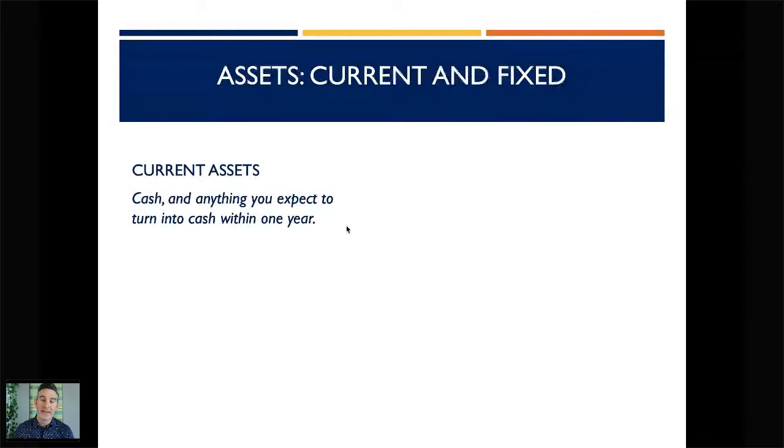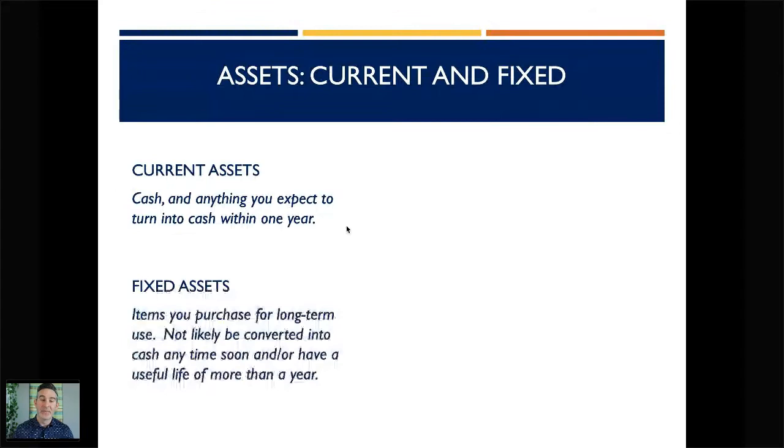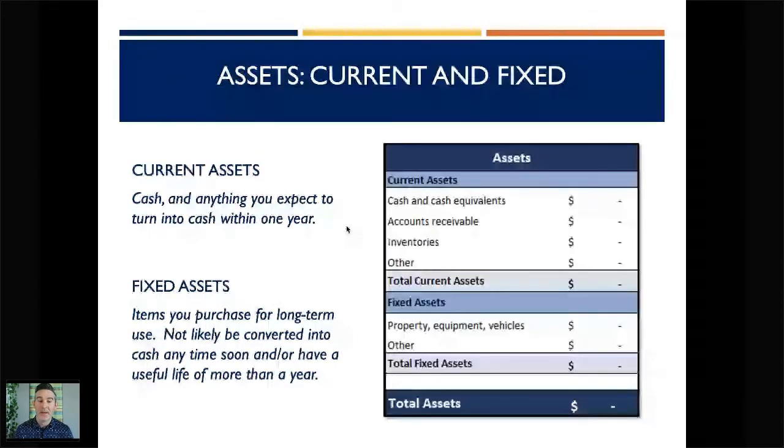The main way that we break these down is we talk about current assets and fixed assets. Current assets are cash and anything that you expect to turn into cash within 1 year. Fixed assets are longer term items that have a longer life and you're not probably going to turn them into cash anytime soon. To give you an example of what these might look like on the balance sheet, current assets would be cash equivalents like checks that you haven't deposited, accounts receivable, which you expect to get pretty soon, and inventory, which you're hoping to sell or turn into a product fairly soon.